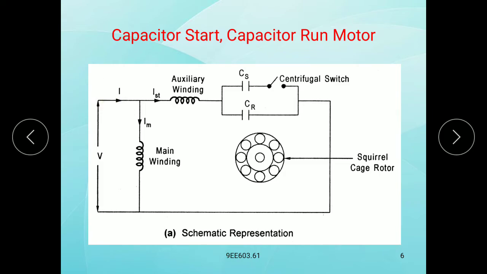Here the supply is V, and this is the rotor. Now when the supply is given, the total resultant current is I; in the auxiliary winding the starting current is IST, and in the main winding the current is IM. These result in current I. This is a squirrel cage rotor. So totally this is the capacitor start, capacitor run motor's schematic representation.